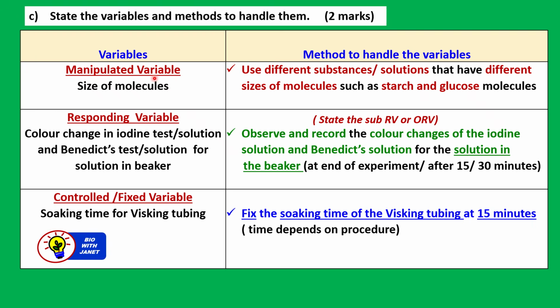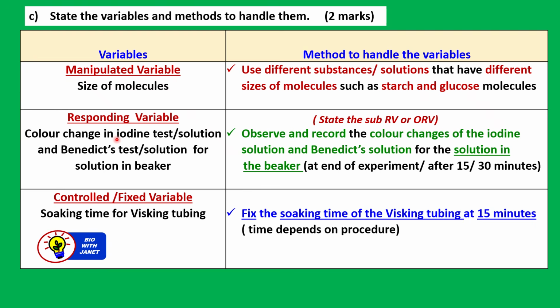So the variables, the manipulated variable is the size of the molecules, all right, such as the molecules of starch and glucose. So the method to handle the variables, remember, you use the word use different. So use different substances or solutions that have different sizes of molecules. I think it's better to say use different substances, because starch is not a solution, it's a suspension actually. So use different substances that have different sizes of molecules, such as starch and glucose molecules.